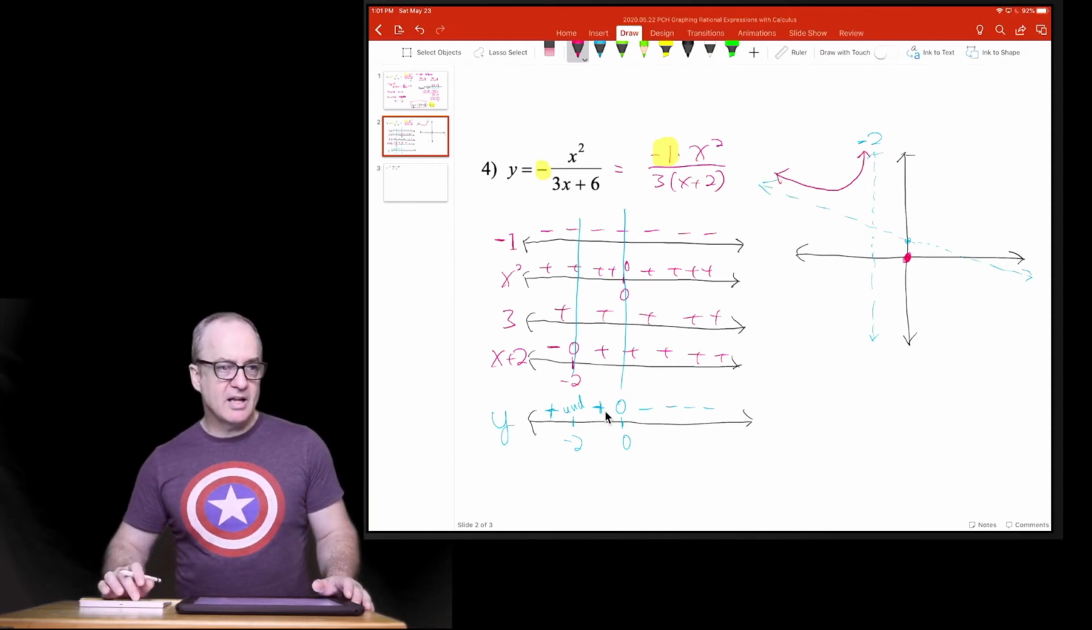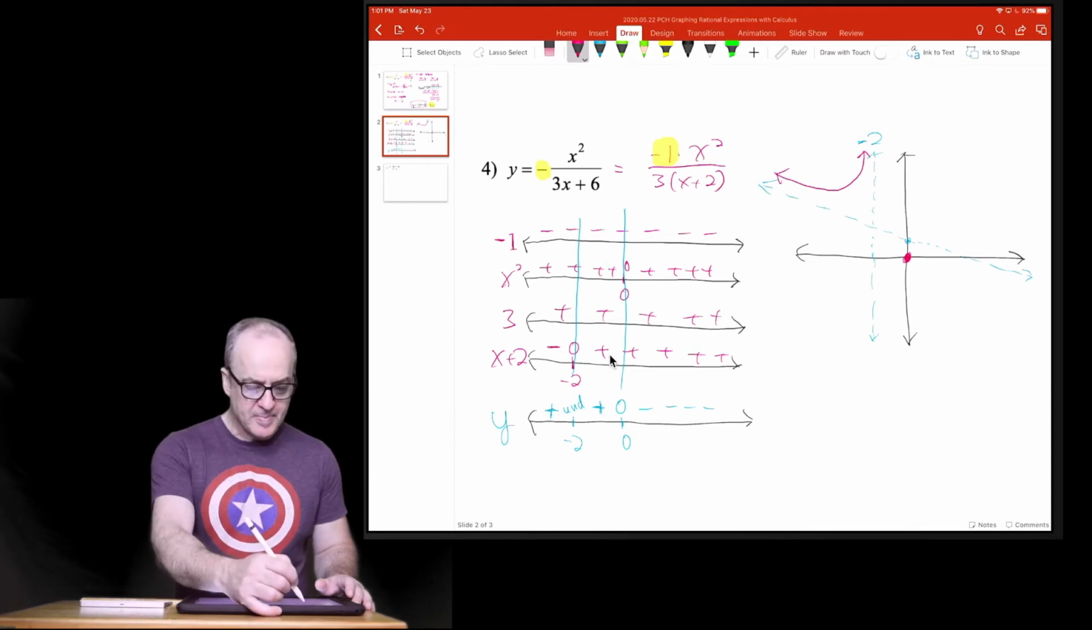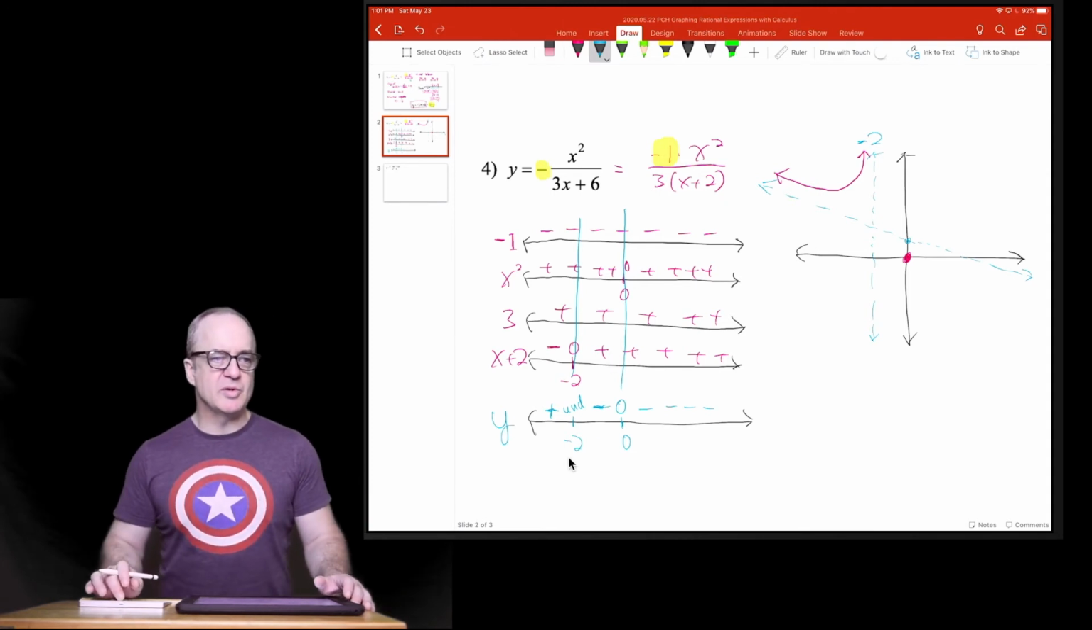Then, I think I have a mistake here. Between -2 and 0, it looks like I have a negative, positive, positive, positive. Yep. I should have a negative sign there. Okay, sorry about that, guys. Hope it wasn't too confusing.